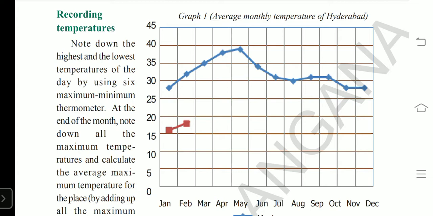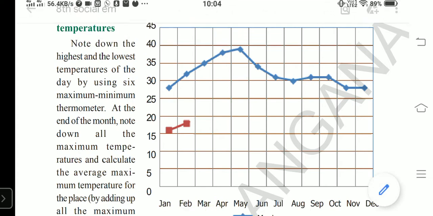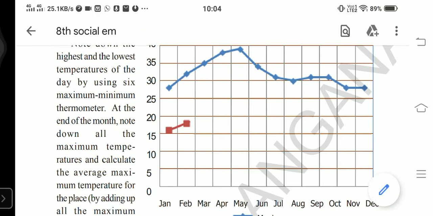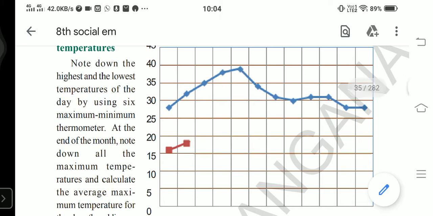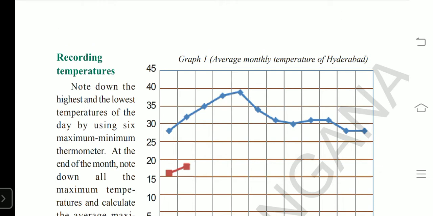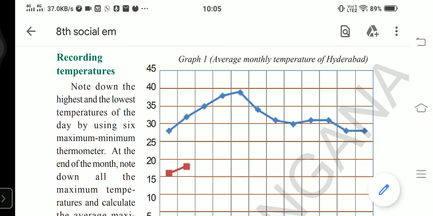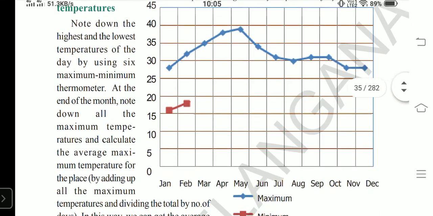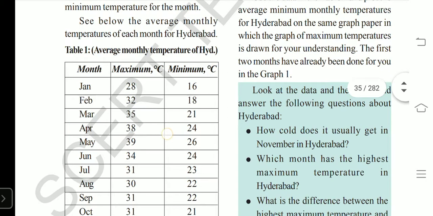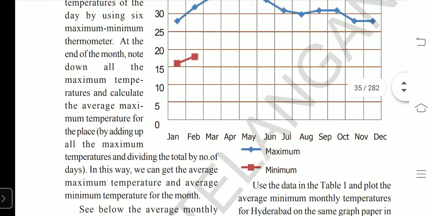So keeping the dots for every month, January, February, March, and connecting all those dots, you will find a line, right? In this line, in which month do we find the maximum temperature? That is May, right? What is the average monthly temperature in the month of May for Hyderabad? It is 39, I think. In the table we see, yes, it is 39, right? So these are the maximum average temperatures for every month for Hyderabad, and the minimum is left for you, my dear students.